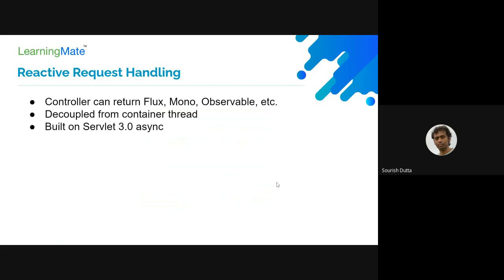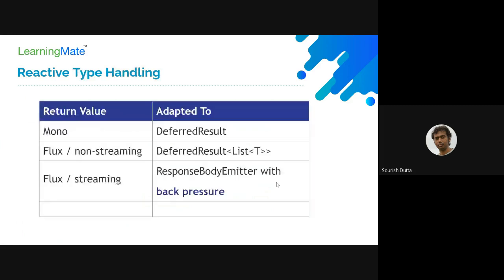And let us see that in the controller layer, you can also change what we currently return, the response object. Instead of a response object, if we are returning a simple response, a single object, we can return Mono. If we're returning multiple objects, we can return Flux. And if the client needs to observe the response as it is sent from the server side, it can be detected. They are basically detached from your web container thread, so your native threads are separated out, and it is built on Servlet 3.0 asynchronous support.